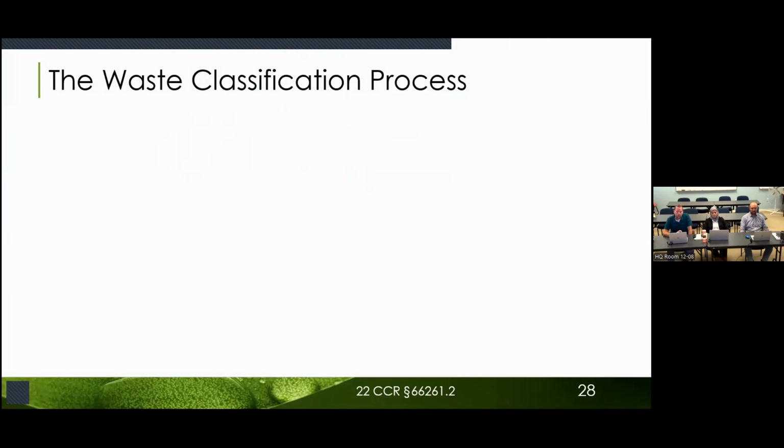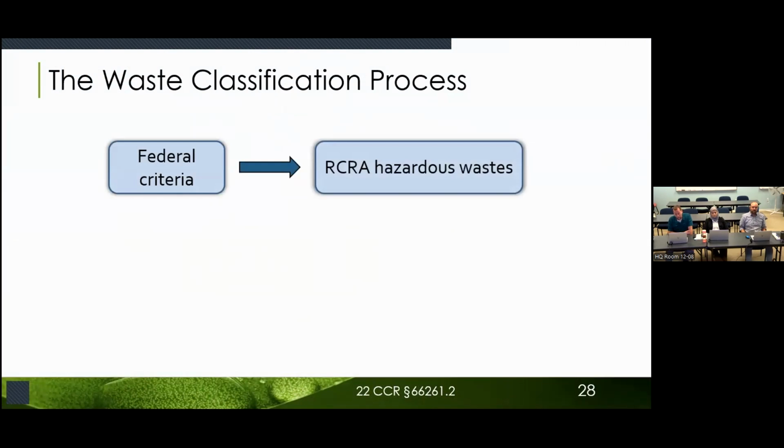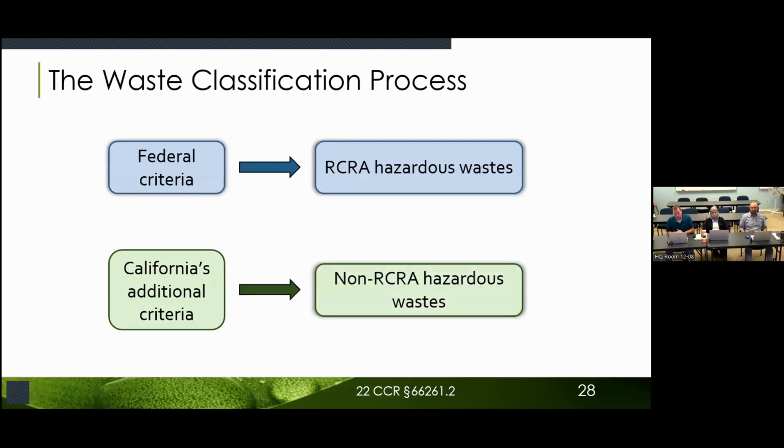As before, I'll color code the parts of this process that are based on the federal rules in blue, and wastes that are identified under the federal system are called RCRA hazardous wastes. Also, as before, California's criteria that go beyond the federal are colored in green, and wastes that are regulated as hazardous in California, but not federally, are called non-RCRA hazardous wastes. So when you hear RCRA, think the federal rules. And when I say non-RCRA, it refers to a feature of California's criteria that goes beyond the federal system.